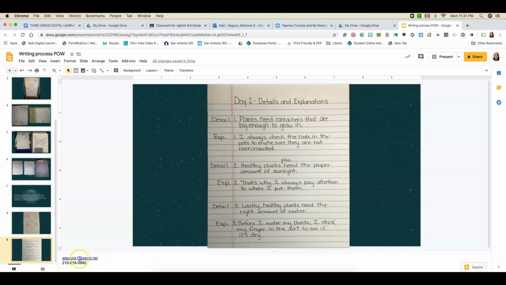can send it to me at my email address, which is down here, asegura1@saisd.net, or you can just take a picture and text it to me at 210-816-0992. And many of you are doing that. It's faster, it's easier. I don't mind at all.